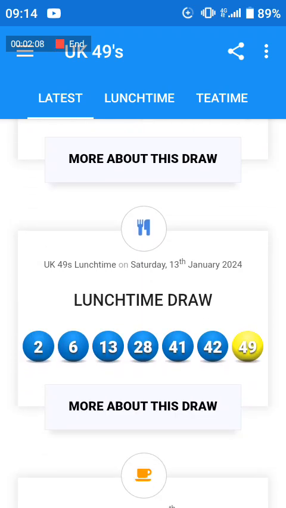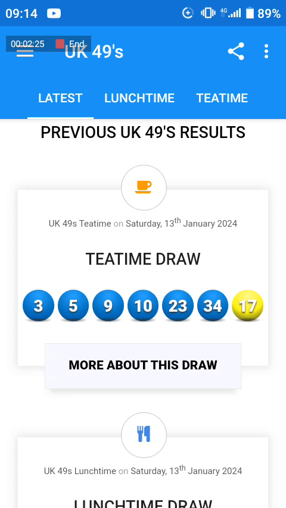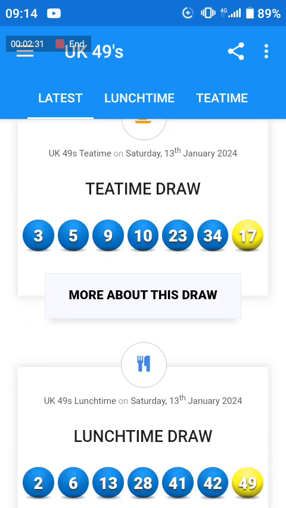Now, on lunchtime yesterday we had 2, 6, 13, 18. My bad. Let me start again. We had 2, 6, 13, 28, 41, 42, and a bonus ball of 49. On tea time we had 3, 5, 9, 10, 23, 34, and a bonus ball of 17.